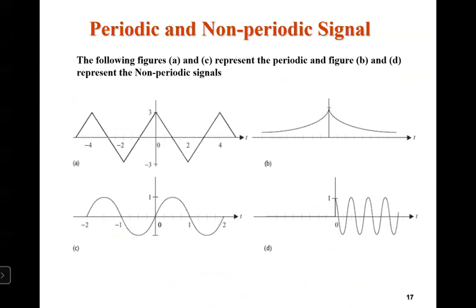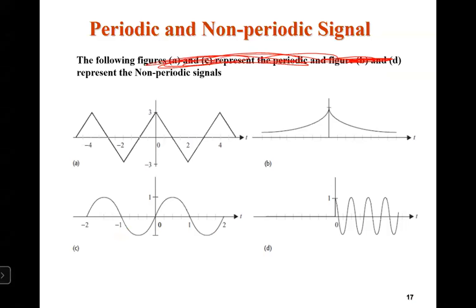So let us say here, don't read this thing, just tell me which figure is periodic and which figure is non-periodic. First, third, and fourth are periodic. A, C, D. Okay, those are periodic.